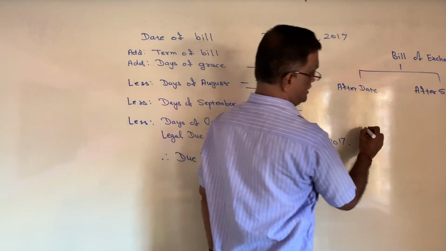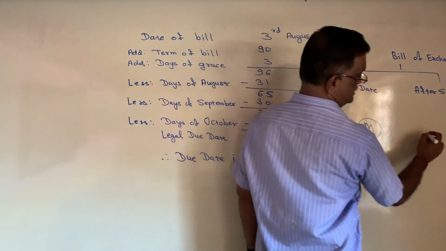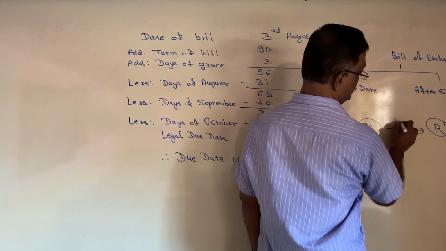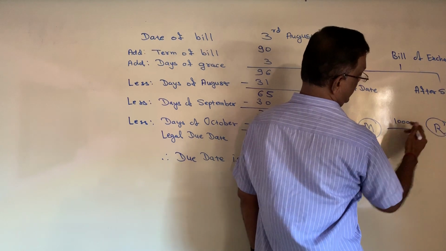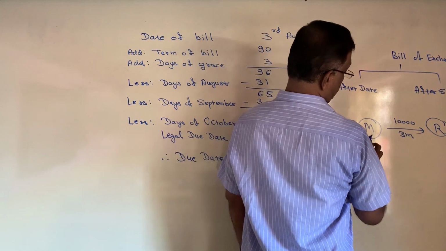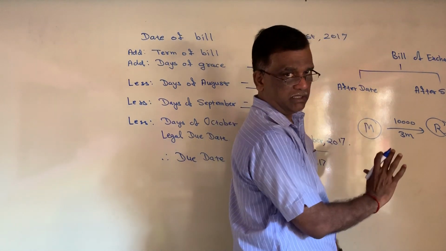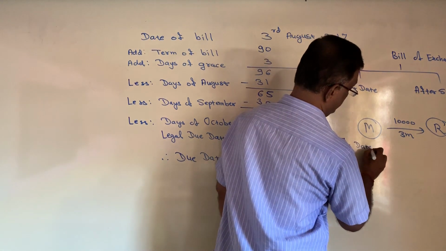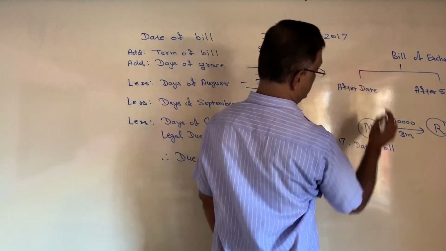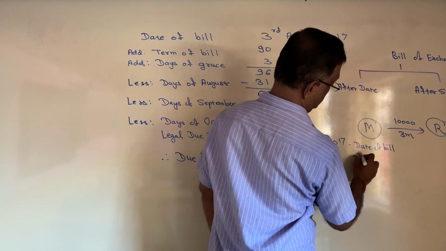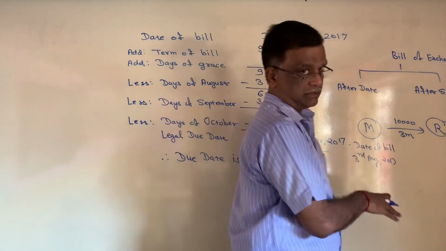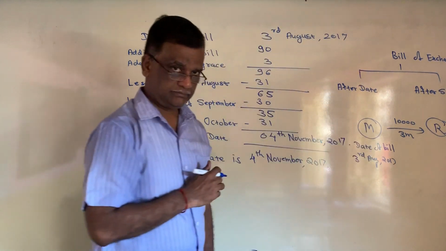Date of bill means, you know, this is Mr. Mahesh suppose and this is Mr. Rohit. Mahesh draws a bill on Rohit for 10,000 rupees. Rohit agrees to pay after 3 months, suppose. So the day on which Mahesh draws the bill is called date of bill. Suppose on 3rd August 2017 Mahesh drew the bill. On this date Mahesh draws a bill. So this date is known as date of bill.